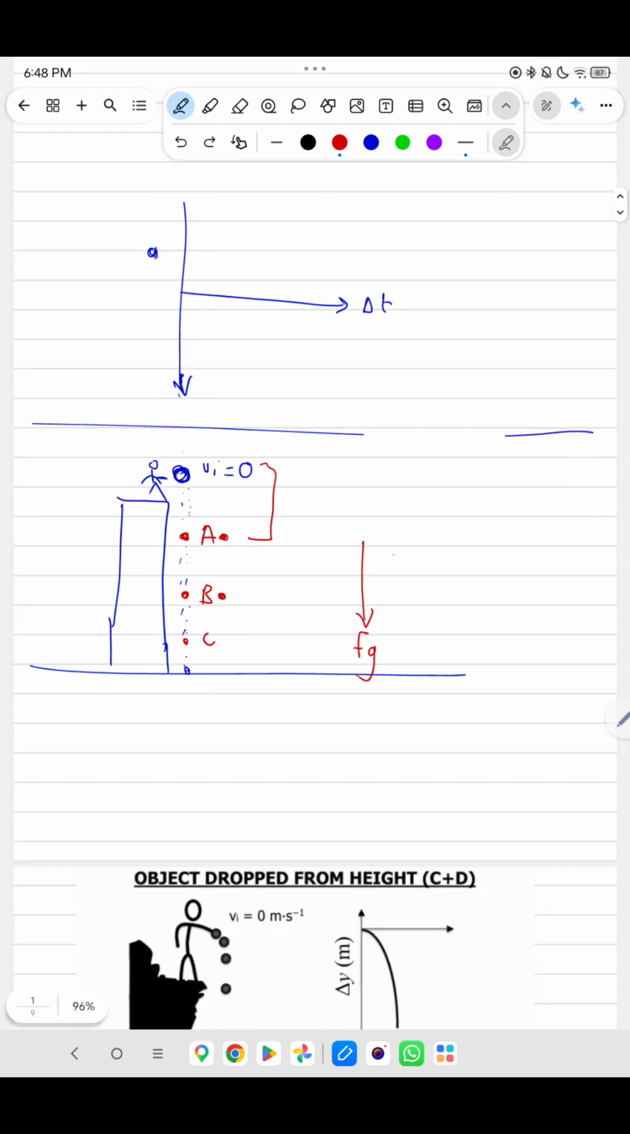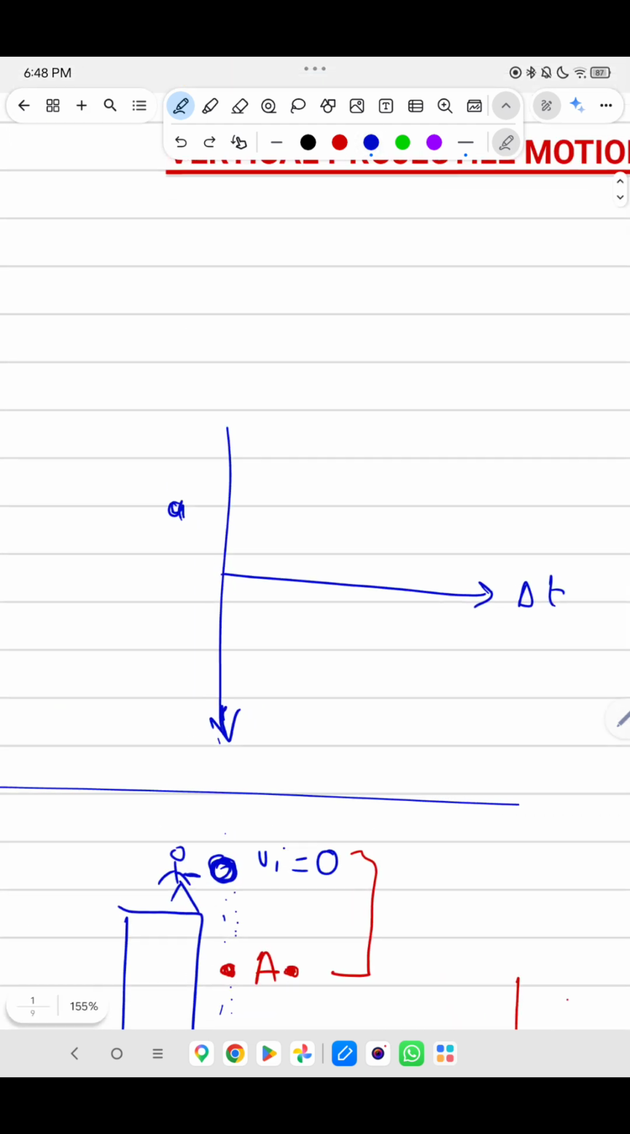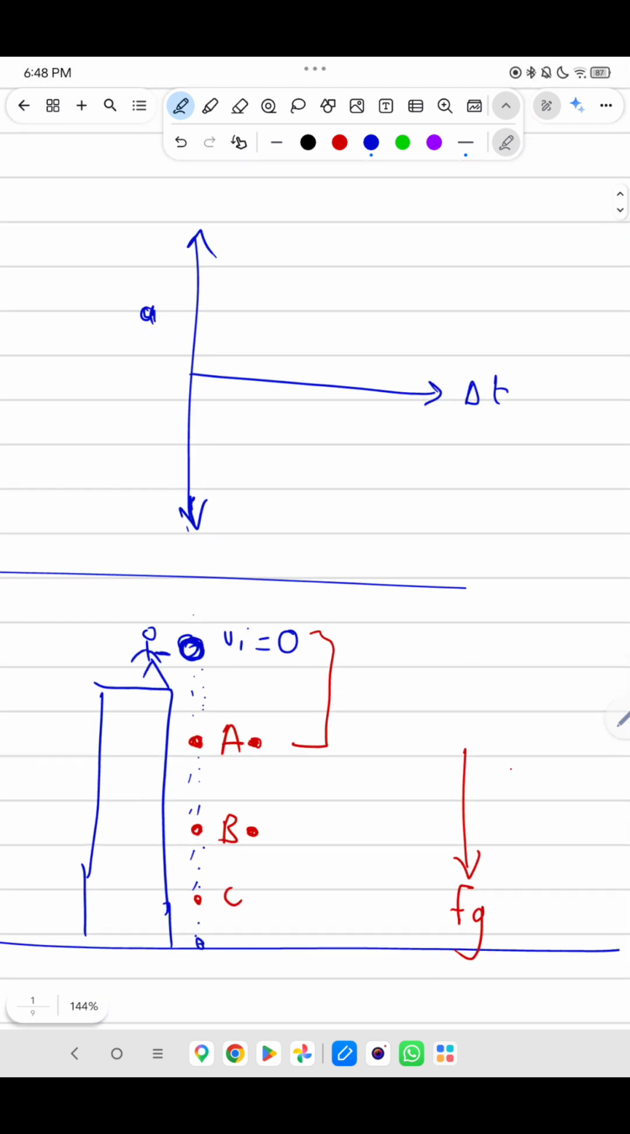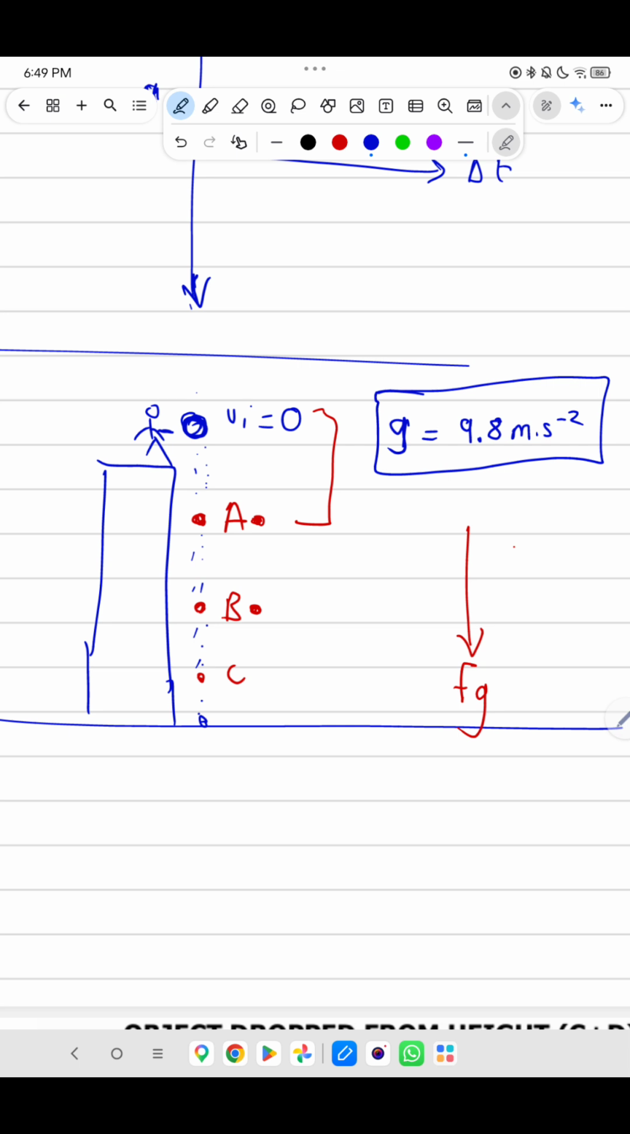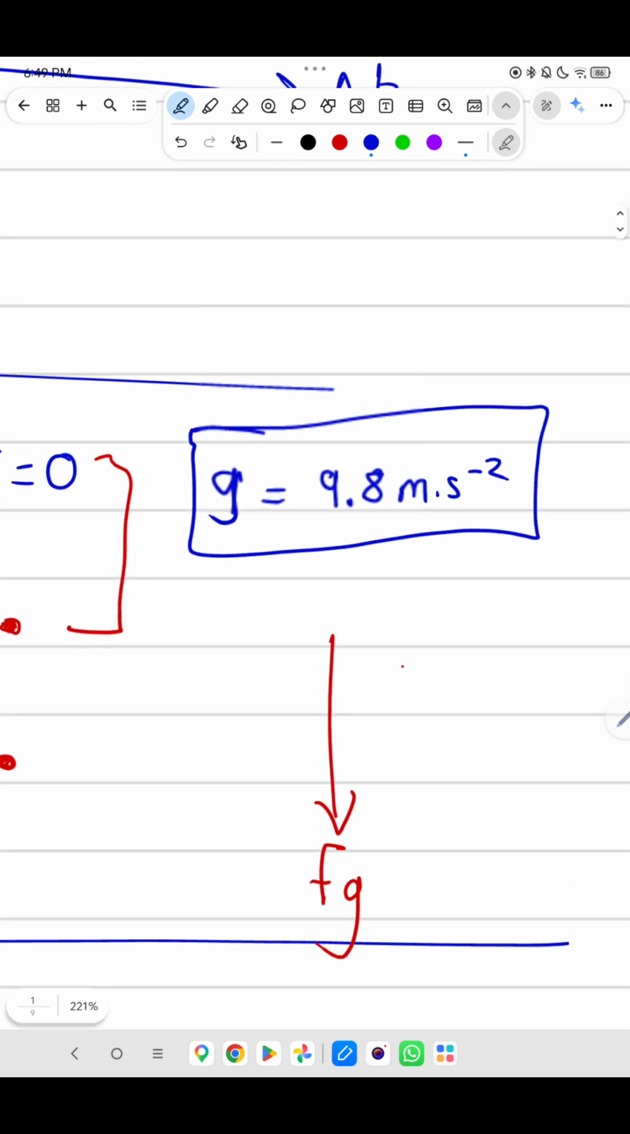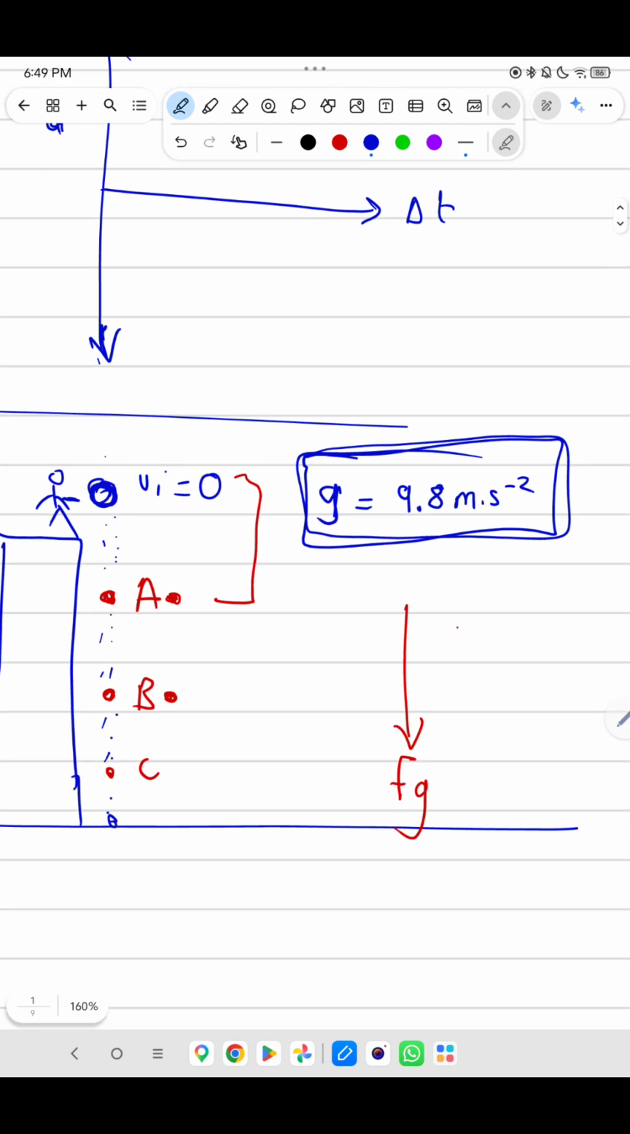So now, this graph right here. Another thing before I continue: the gravitational acceleration, whose symbol is g, equals 9.8 meters per second squared. It's a constant. It never changes. Why does it never change? Because the force of gravity does not change. It pulls with the same force, so even the gravitational acceleration is the same. It does not change. It's a constant number.